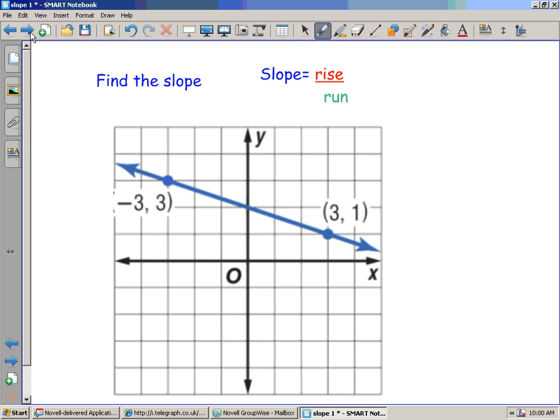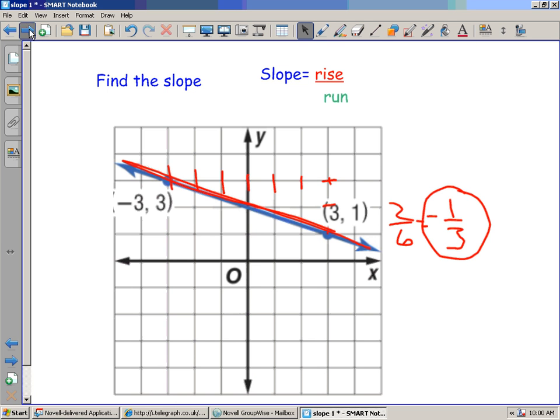Okay, if we look here, we went up 1, 2, and I go over 1, 2, 3, 4, 5, 6. So it's a slope of 2/6, which we could reduce to a slope of 1/3. And because it's in this direction, it is a negative slope, a negative 1/3. Let's try one more, and then there's a couple things I'm going to show you.